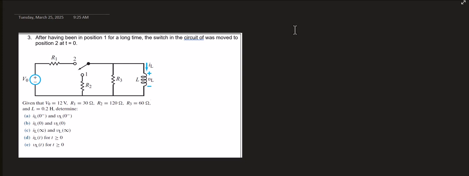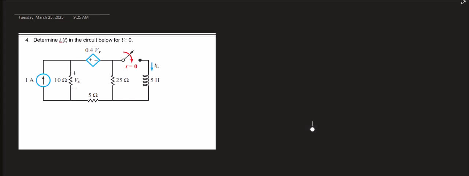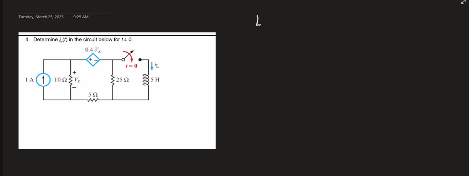for a long time. The switch in the circuit below was moved to position 2 at t equals 0. So it had been in this position for a long time, and then we need to find out these other things about it. Okay, so what I like to do is, regardless of what the problem is asking, I know that I'm going to need to find stuff at time t equals 0 and time t equals infinity.